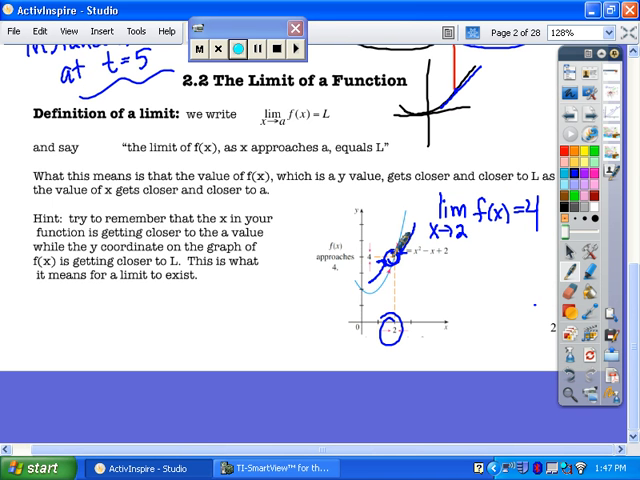The trick on the limit, though, is that it doesn't have to have a value at that point. It can have an open circle there and the limit still exists because it's approaching the same value from both sides. And we're going to see that as we look at some examples. But that's the biggest thing about a limit. It's got to approach the same value from both sides.